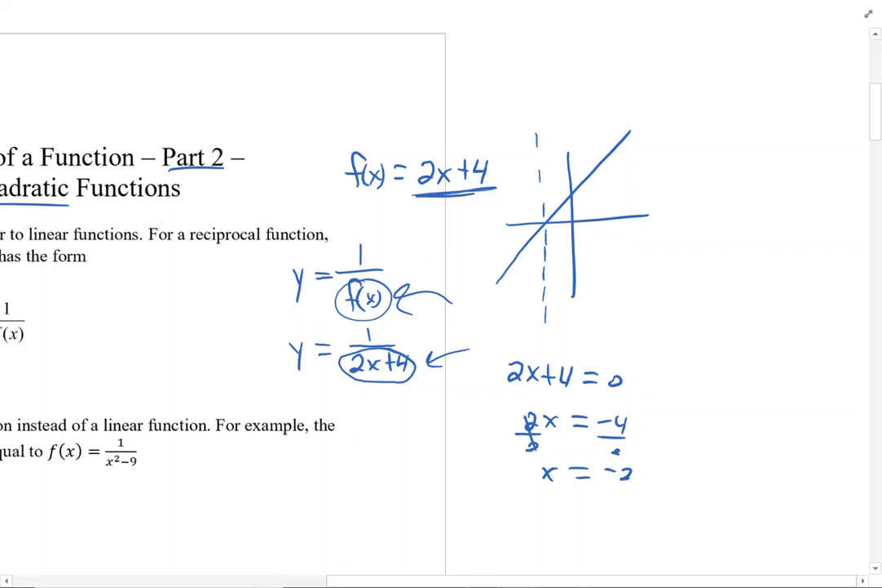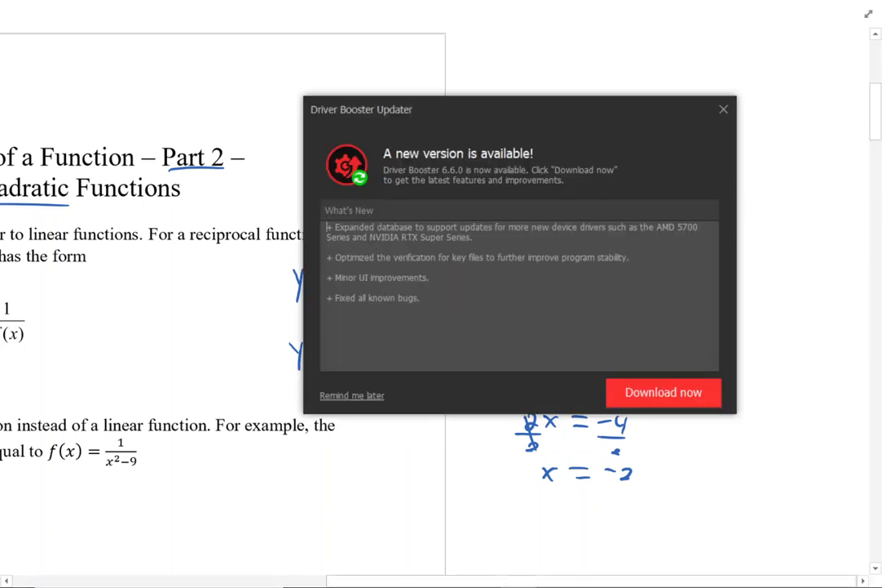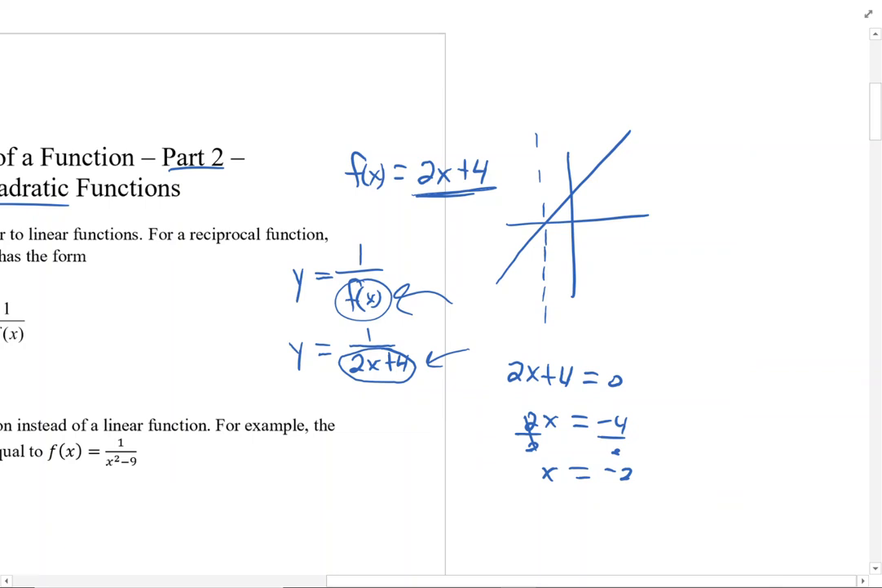And then remember, we had those things called invariant points. So the invariant points would be when f of x, in this case, was equal to either 1 or negative 1. When that was equal to 1 or negative 1, then y would end up being the same.